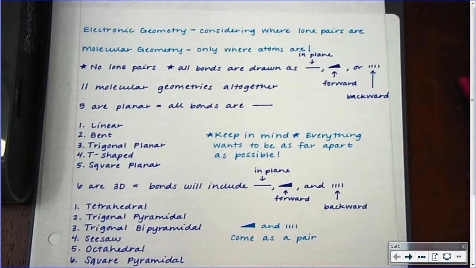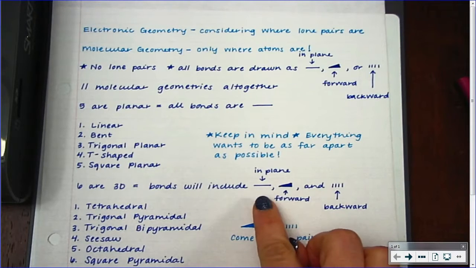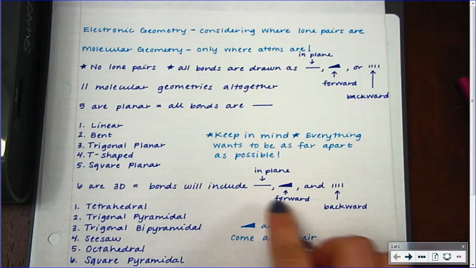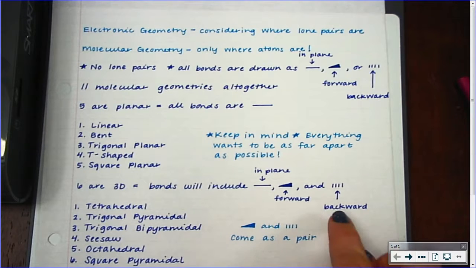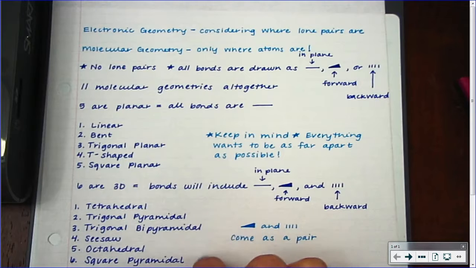So all of the geometries of these 6 will include a straight line, which means that it's in plane, a wedge, which means it's coming forward towards you, and dashes that go backwards. And those 6 you can see in this list here. Just in case you haven't heard these, let's go through this list. Number 1 is tetrahedral. Number 2 is trigonal pyramidal. Number 3 is trigonal bipyramidal. 4 is seesaw. 5 is octahedral. And 6 is square pyramidal.